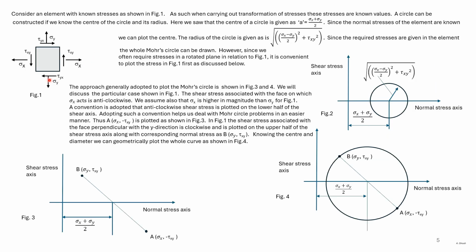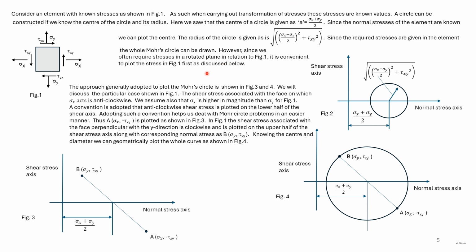We have an element here and say we would like to find out the variation of stress as this element rotates. In order to draw a circle, we need the center and the radius. From the values given here, we can find the center and the radius. So we can draw the Mohr circle. This is the normal stress axis and this is the shear stress axis. However, here we do not know the points that this element presents in the Mohr circle.